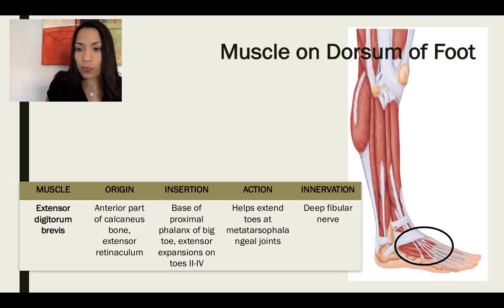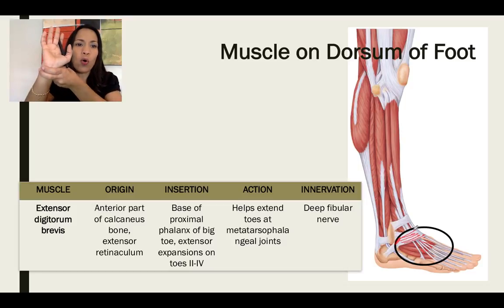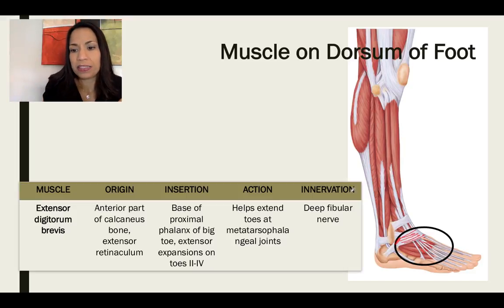Now, extensor digitorum brevis originates here, we have the calcaneus bone, and also in this strap of tendons, or the tendinous or connective tissue layer, that what it does, we have also one on your wrist, and what it does is hold the tendons in place. So when we perform the movements, the tendons don't pop up, right? So this is called the flexor retinacula in the hand or in the wrist. This in your foot is called the extensor retinacula. And in this structure, the muscle attaches to.